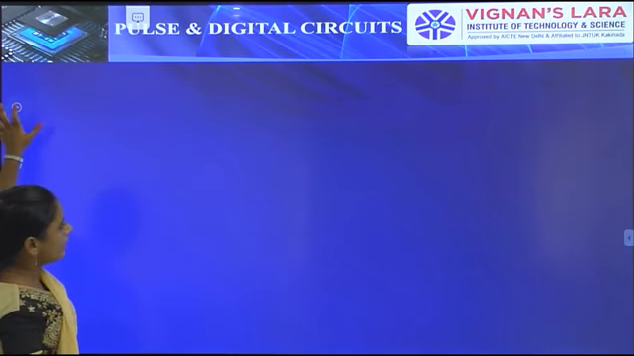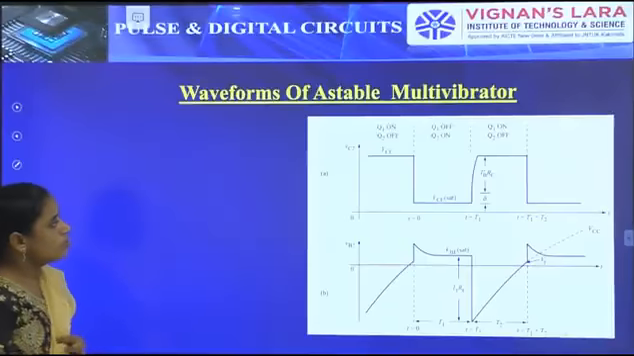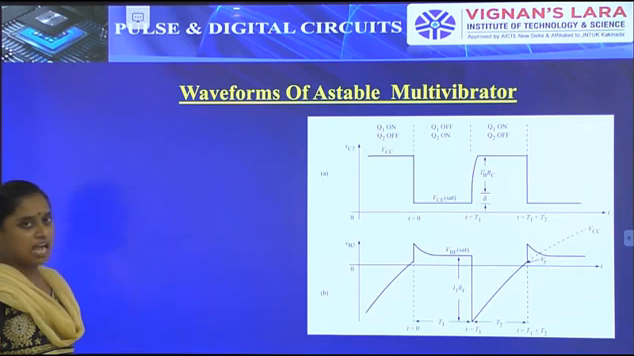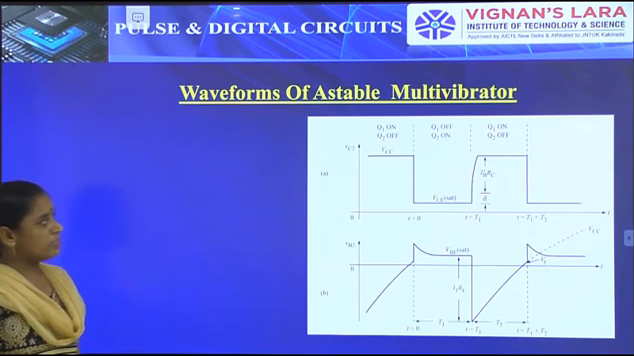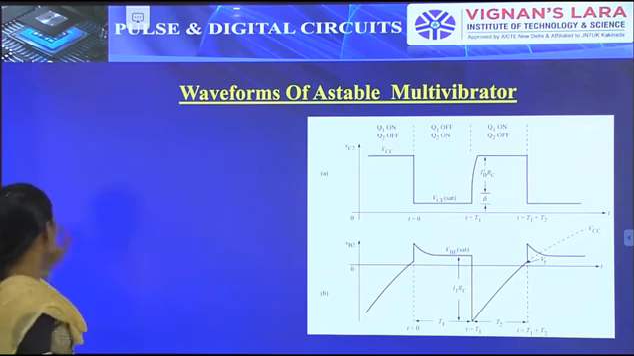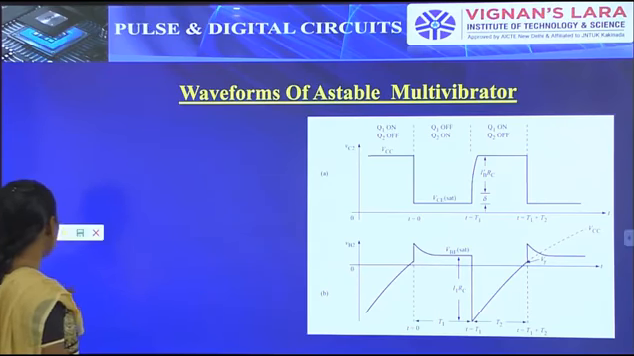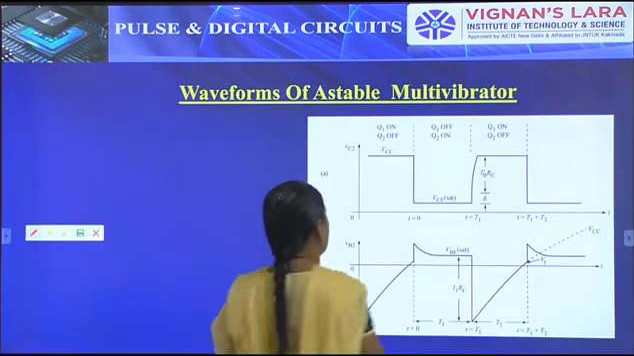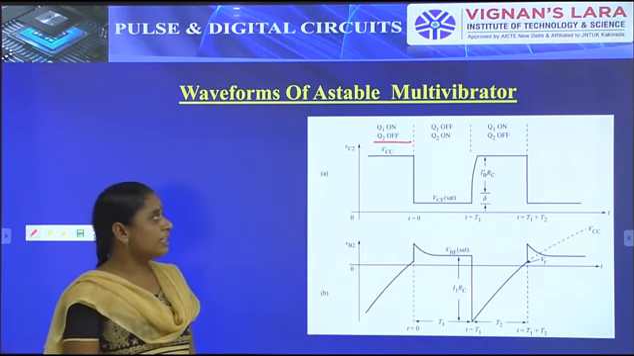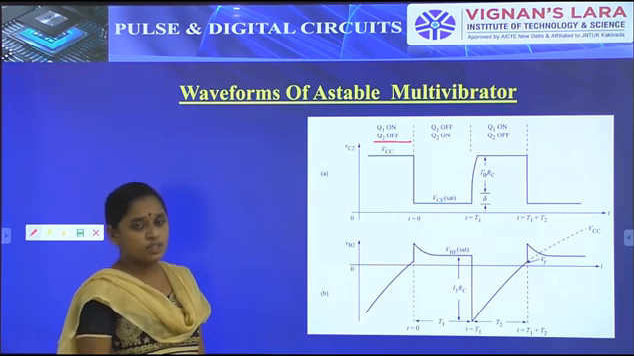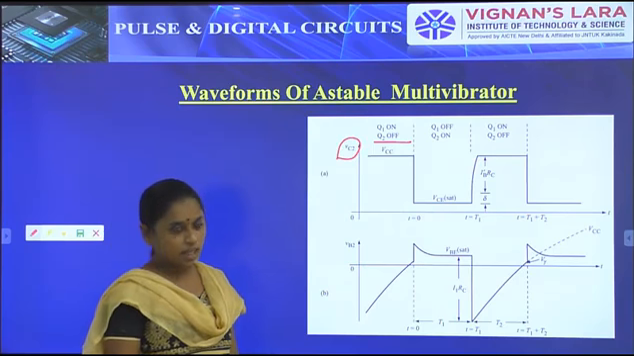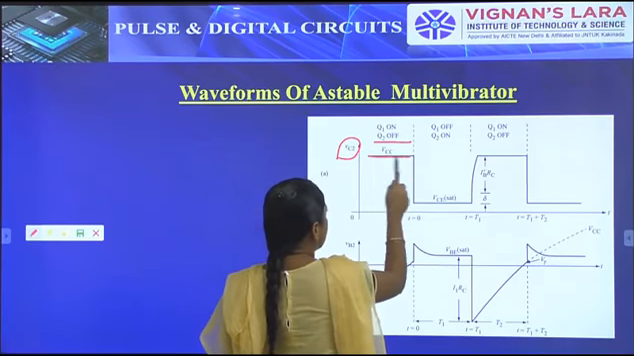Simply we have to say that, first we have to take the output waveforms at each base and collector terminal. So first we take the transistor Q2 collector terminal. At the initial stage we assume that transistor Q2 is in off condition and Q1 is in on condition. So where transistor Q1 is on and Q2 is off, we take the output at the Q2 collector terminal.